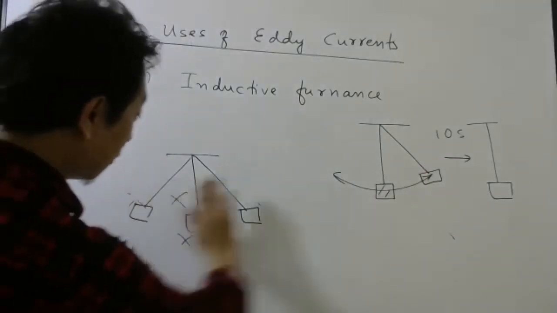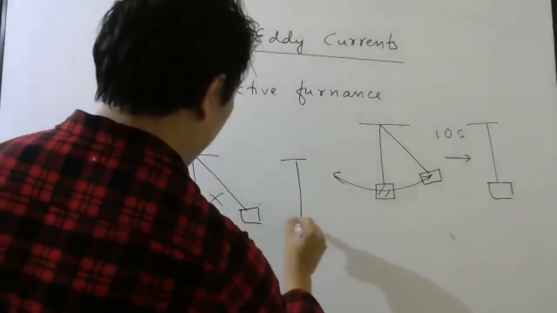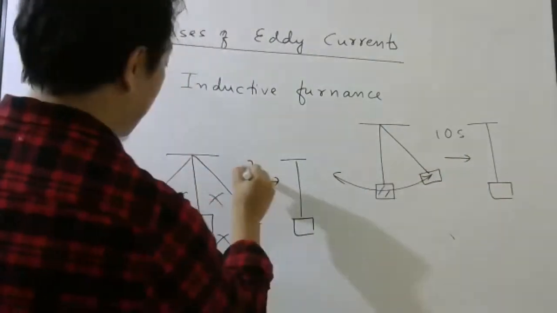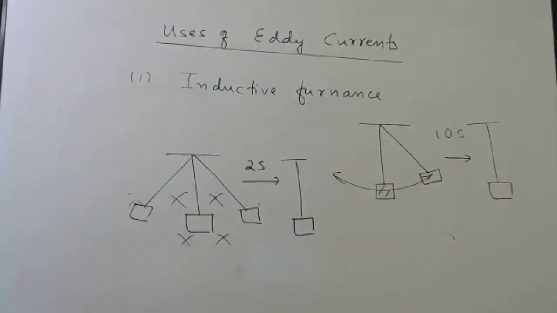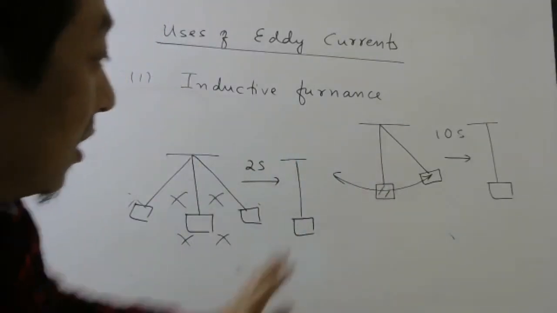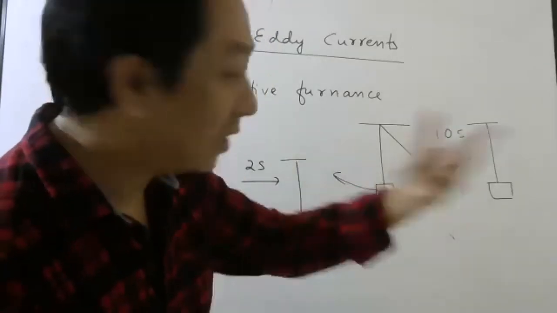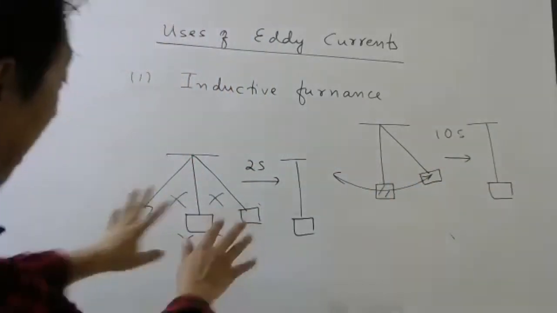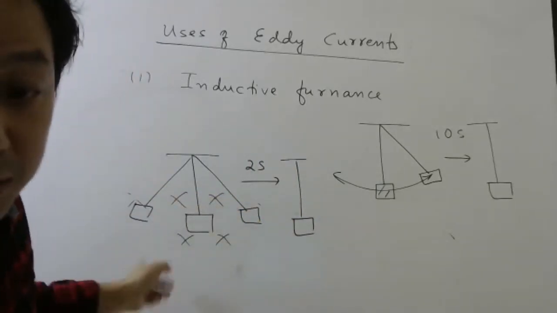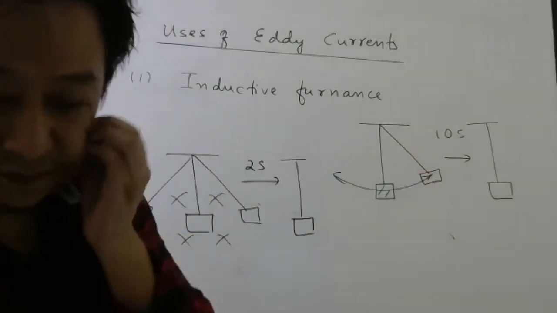So, if you move the conductor in a magnetic field like this, then it will stop ultimately, but it will take less than 10 seconds, maybe 2 seconds. So this is one of the CET questions they have asked. First they made a metallic body oscillate. It stopped in 10 seconds. This time they made it oscillate in a magnetic field. It stopped quickly. Can you tell me why it stopped quickly?